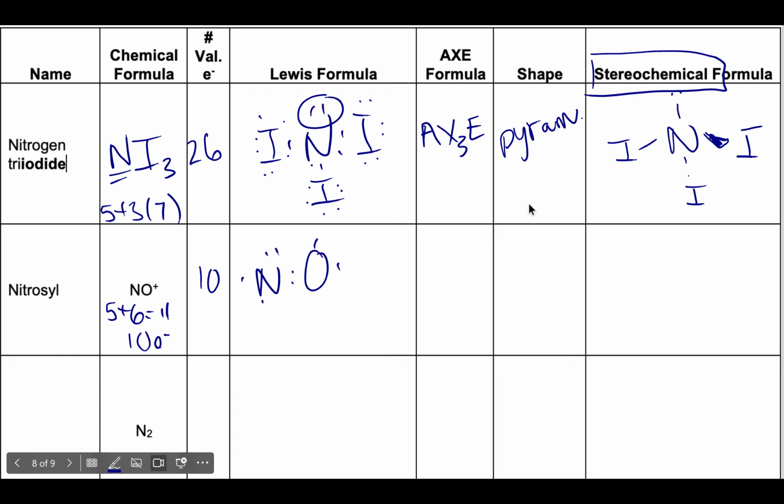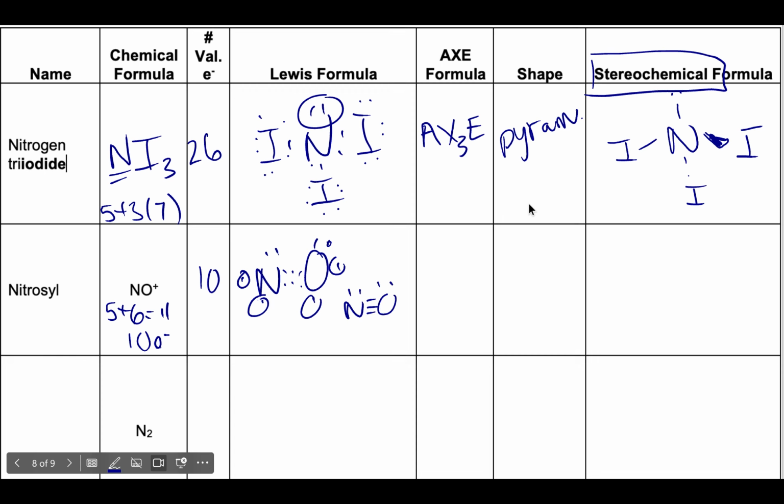So we do that. There's 2 up here. And then we need to move some electrons. So these 2 can go in the middle, these 2 can come in the middle. So now we have nitrogen with a lone pair, triple bonded to oxygen with a lone pair. With the shape, this is an AXE formula, and it's going to be linear.